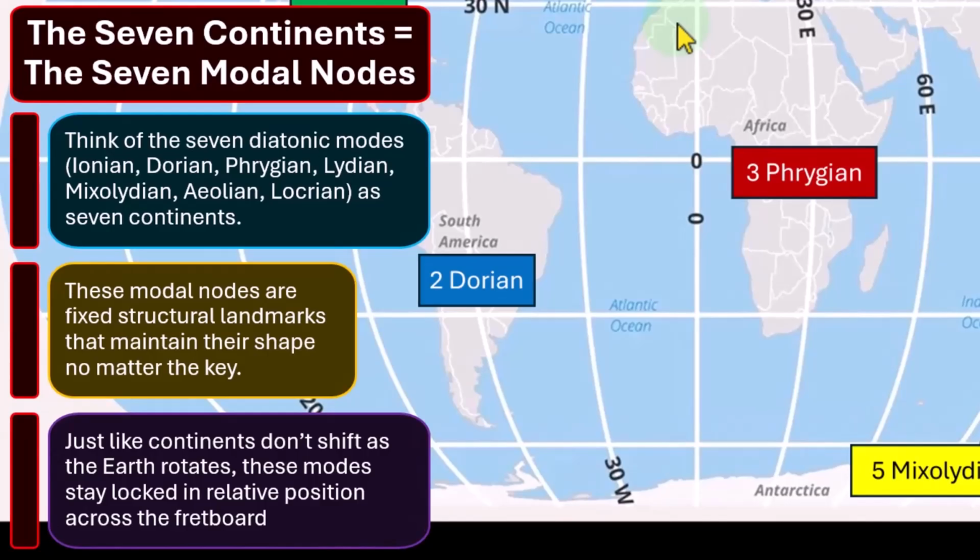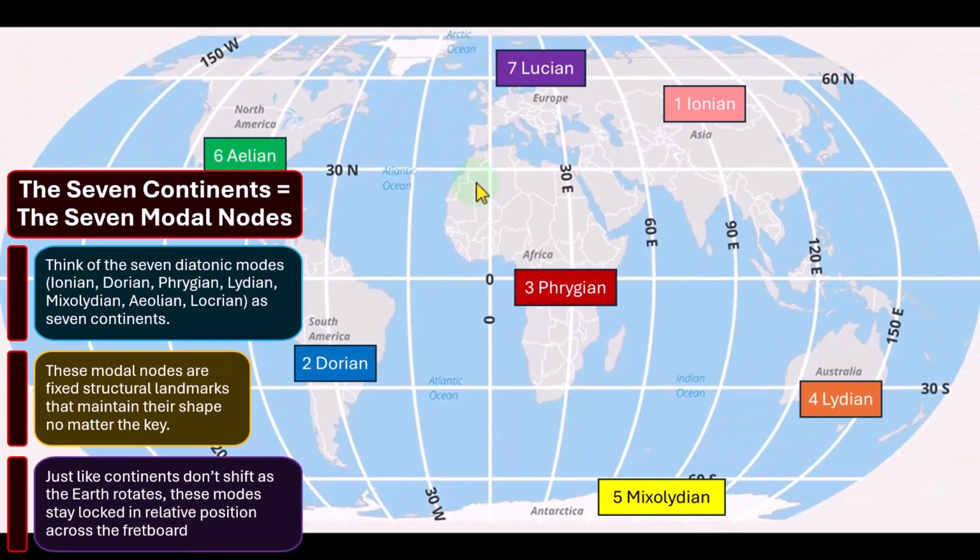It would be like having a color palette where all the colors are kind of related to each other, and then you change the entire color palette, but all the related hues are kind of the same. That's what we basically have here. So just like continents don't shift as the Earth rotates, these modes stay locked in relative position across the fretboard. So the idea is the planet's going to rotate around. So we're going to assign it 12 degrees of rotation as the planet is rotating around.